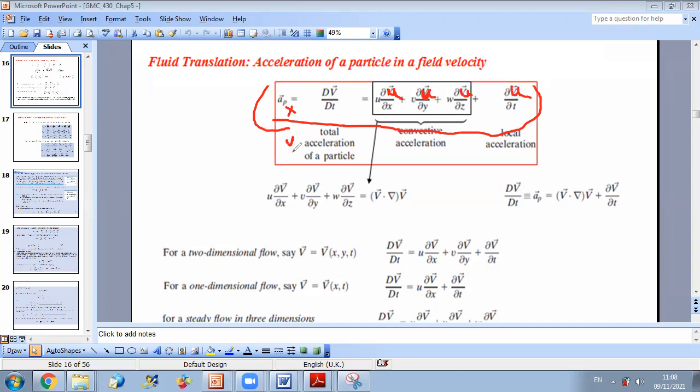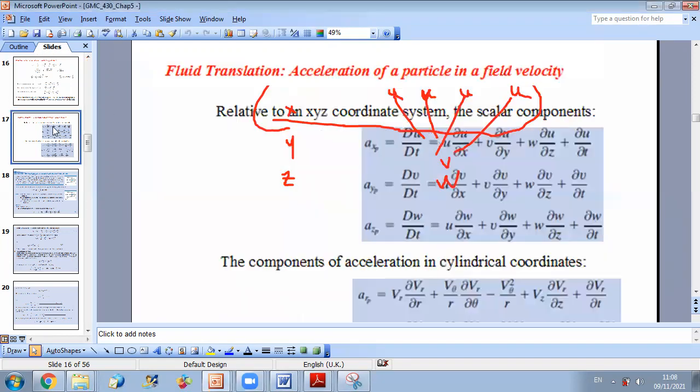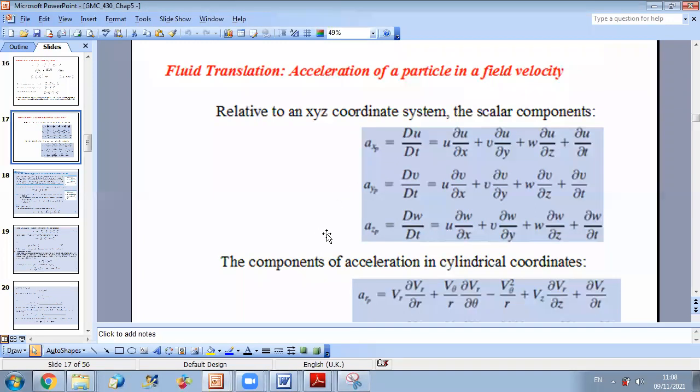To get the y component, all you have to do is replace the v vector: instead of u in these locations, you put small v. And to get az, instead of u, you put w. So you will end up with the following relations: ax in Cartesian coordinates can be calculated as u del u by del x plus v del u by del y plus w del u by del z plus del u by del t. It's the same for ay and az.